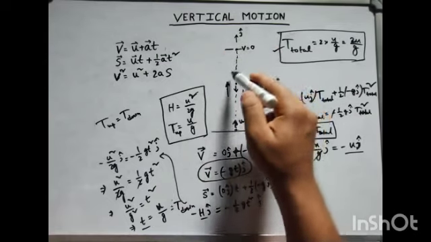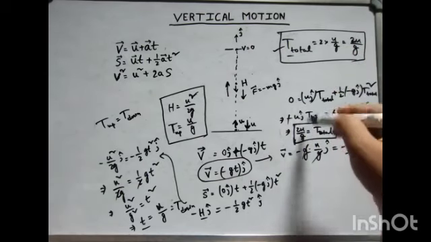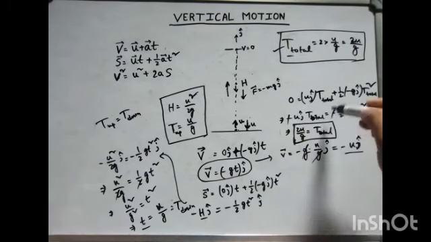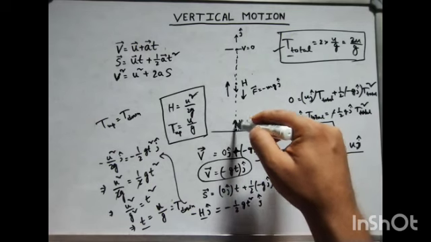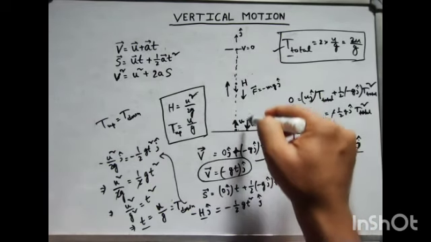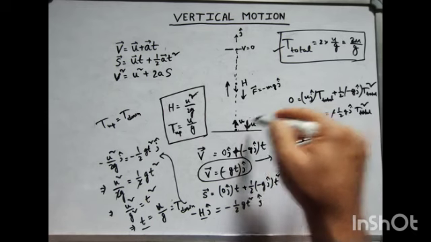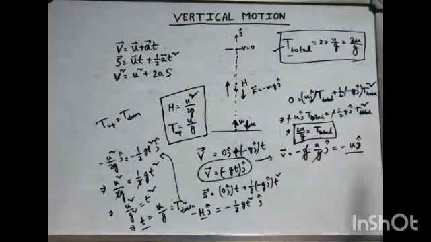You add the two timings, upward and downward separately, and you get t total, and in this case you found the t total directly, taking this as your initial position, and when it comes back to the ground, taking it as the final condition. So from here you can verify that.